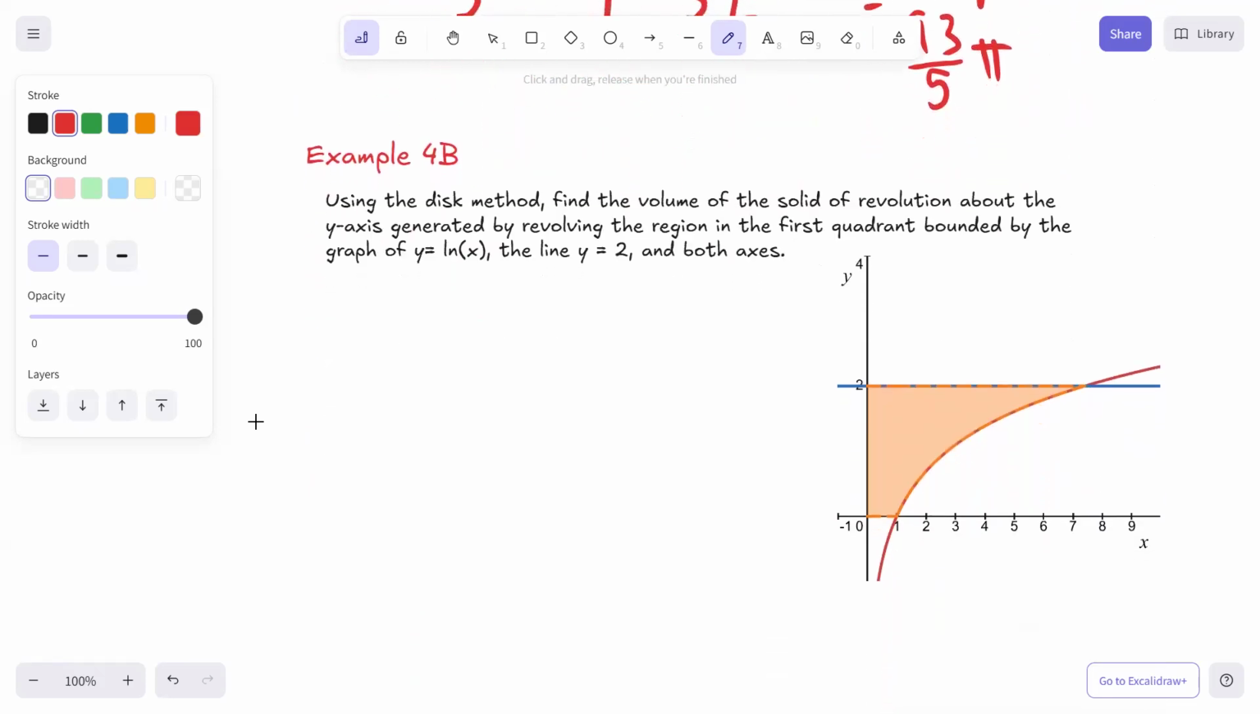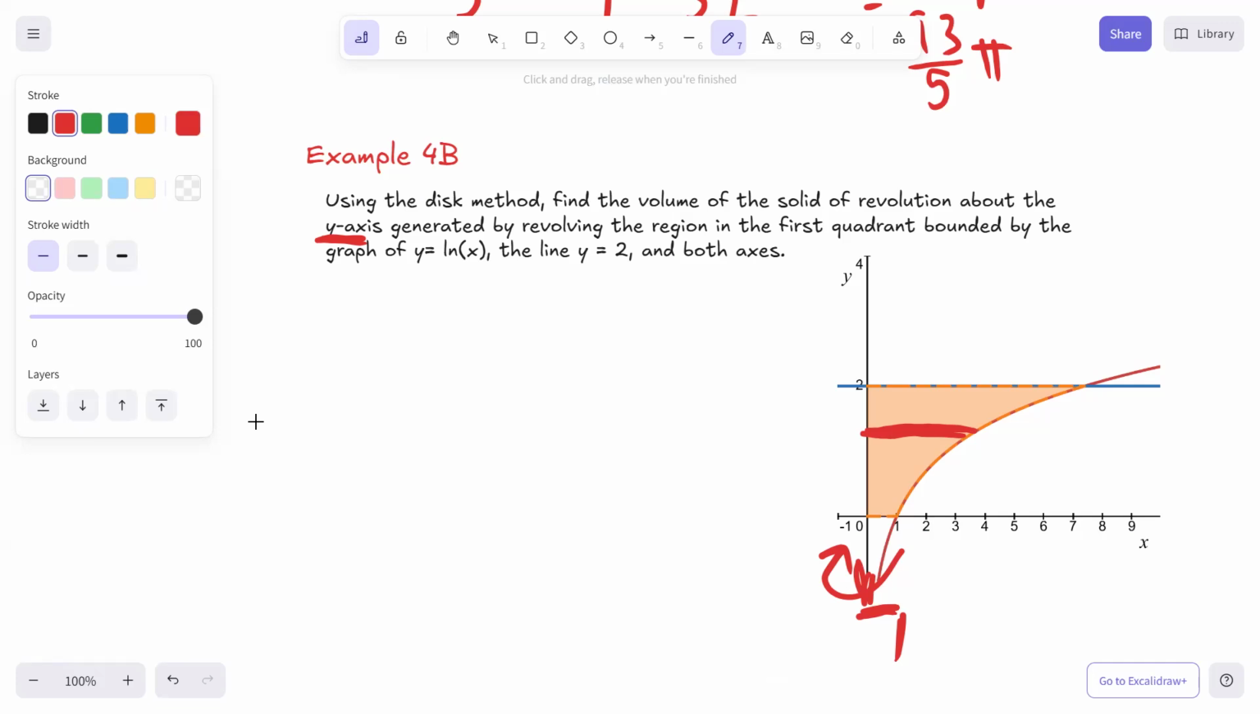So here's one more example for this one. We're going to use the disk method again. And here we have the region bounded by natural log x, the line y equals 2, both axes, and we're revolving it about the y-axis. So we know we're going to put our crank on the y-axis and rotate it. And so since our axis of revolution is vertical, the strips typically, with the disk method and also with the washer method that we'll learn in another video, are going to be perpendicular to the axis of rotation. So in other words, since you have a vertical axis of rotation, your strip is going to be taken horizontally.